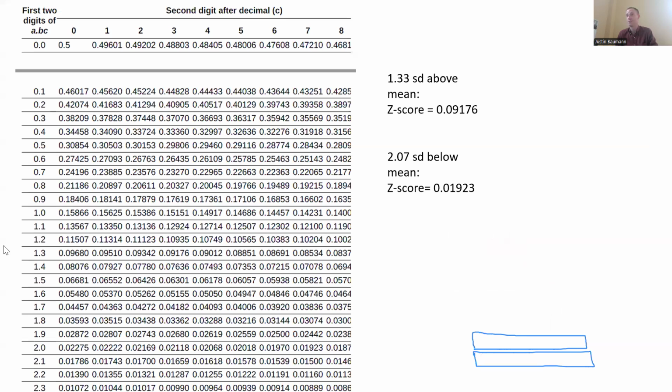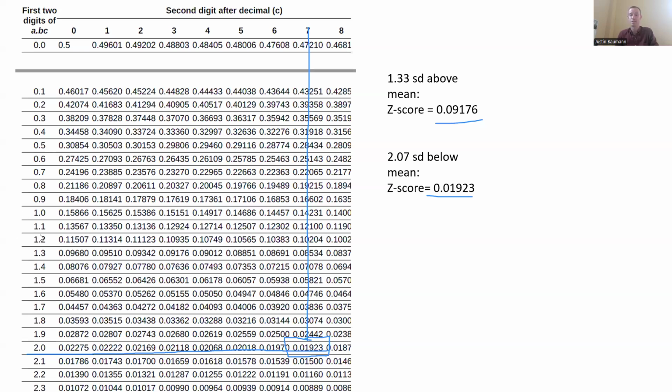So let's look at our table of z-scores. Reminder that we have 1.33 above. So let's find 1.33. So the probability of being too tall is 0.9176, or about 9%. And the probability of being too short is 2.07 below the mean, and we're using the absolute value. So 2.07 is here, 0.1923. So about 2% chance of being too short.